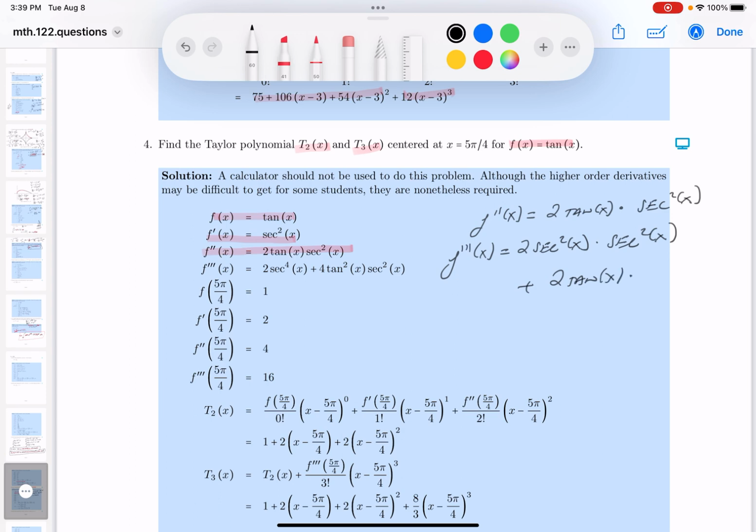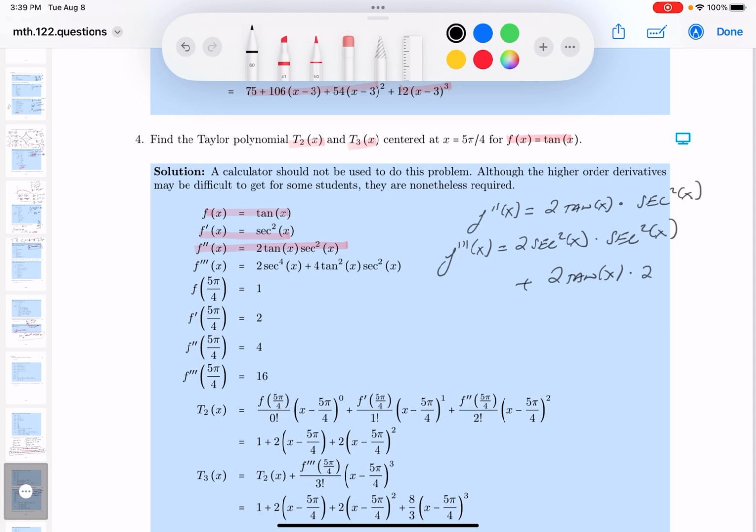Well, we just took the derivative of secant squared. What's it going to be? 2 tan x secant squared. I want to clean it up a little bit. You get 2 secant to the fourth power. Then you can get 4, and then take a tangent squared, and then you get secant squared. Do I see that? I do. It's right over here: 2 secant to the fourth power plus 4 tangent squared, secant squared.